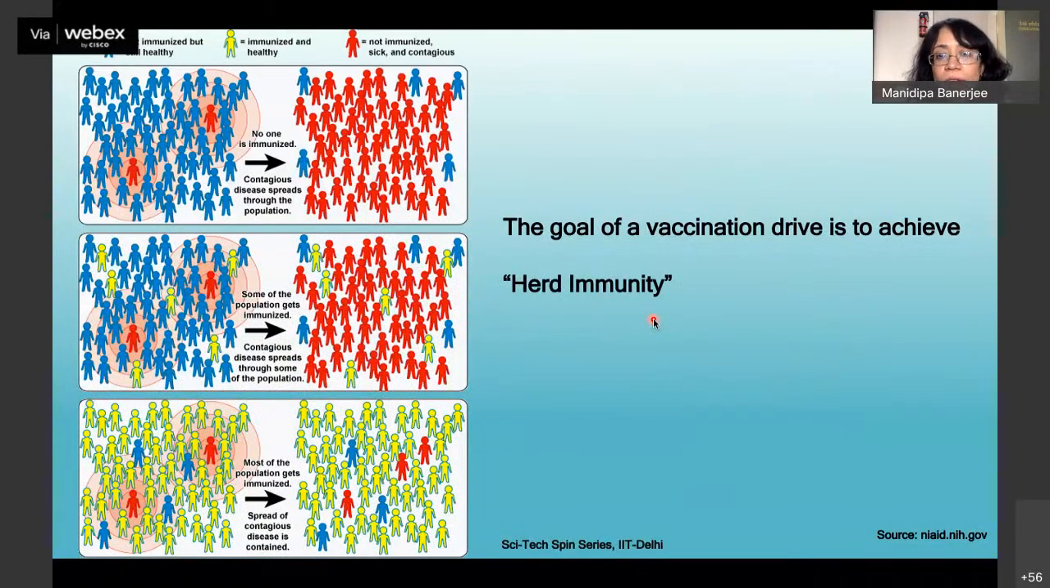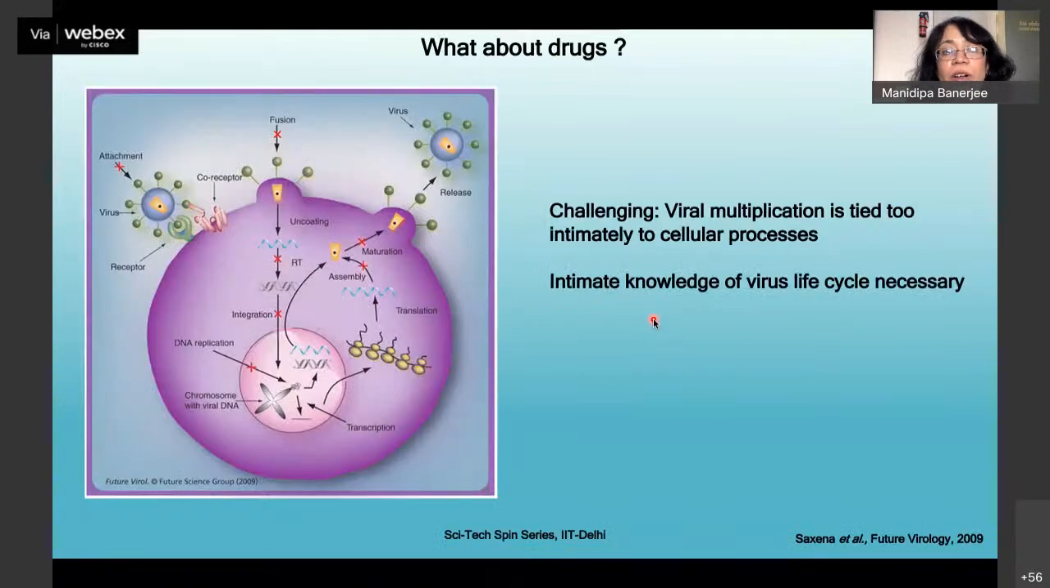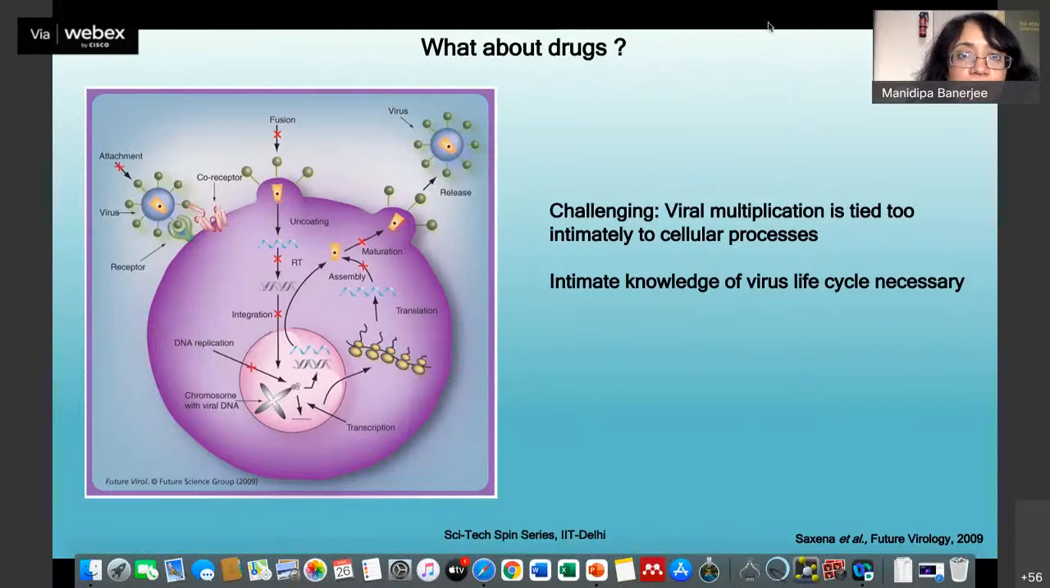And the goal of a vaccination drive is to make sure that we achieve herd immunity. If only a small proportion of the population gets the vaccine, then it is not effective because the disease can still spread. However, if the majority of the population gets the vaccine, then the chances of it spreading are less, right? So herd immunity is very important. The next aspect would be, let me again stop here and take some questions.